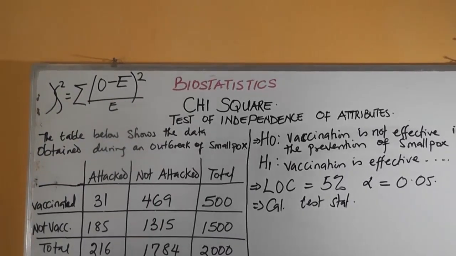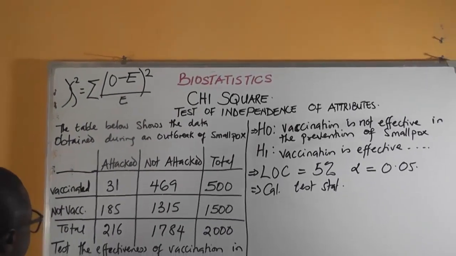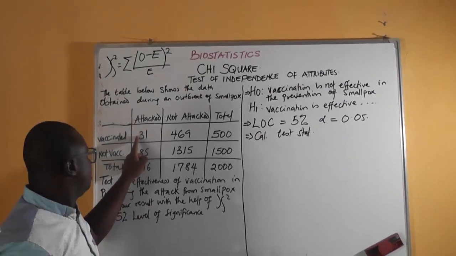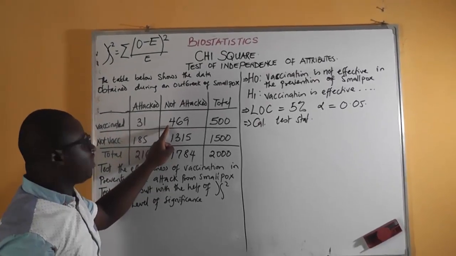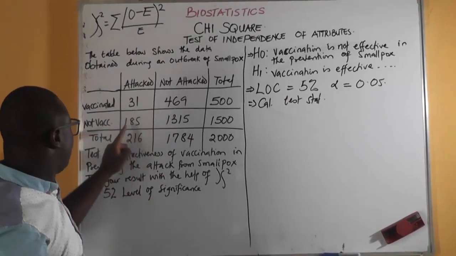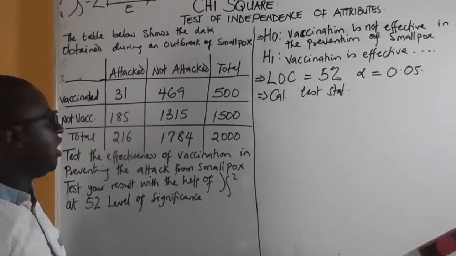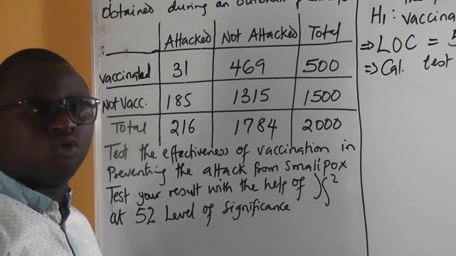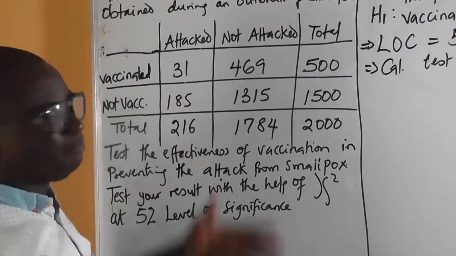This is the formula. Now, if you look at the question, you see 31. 31 is your observed value. 469 is an observed value. 185 is an observed value. Then 1,315 is also an observed value. So where are we going to get our expected values?